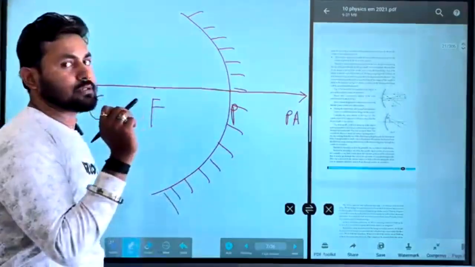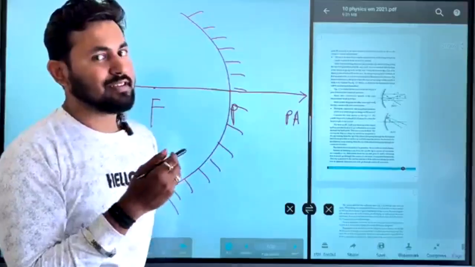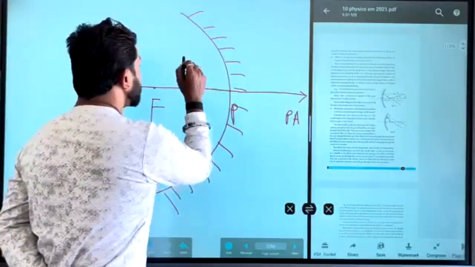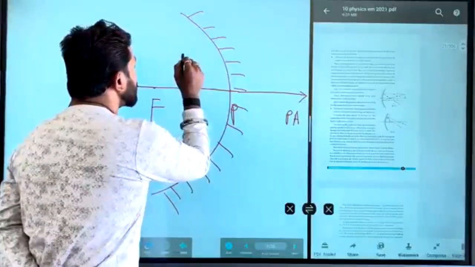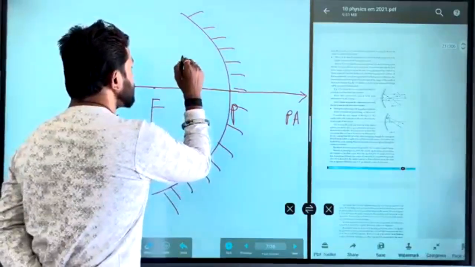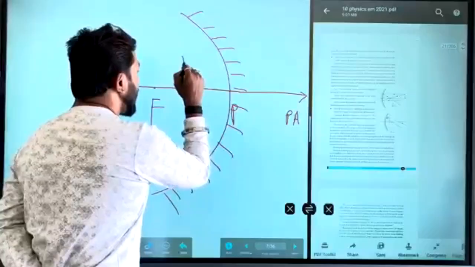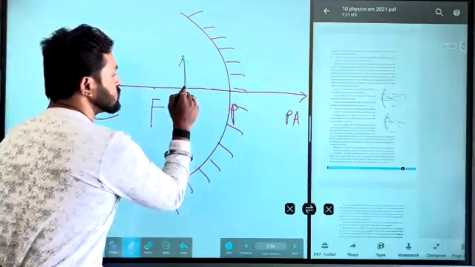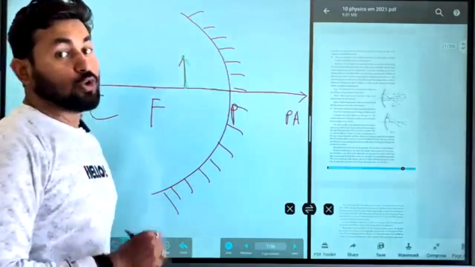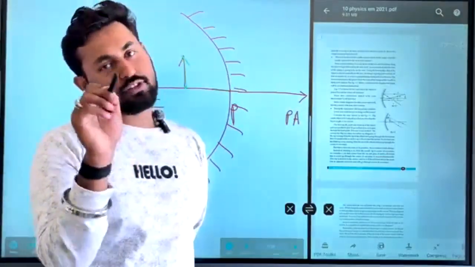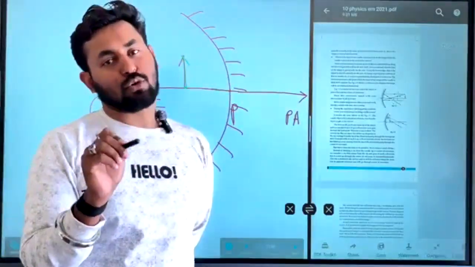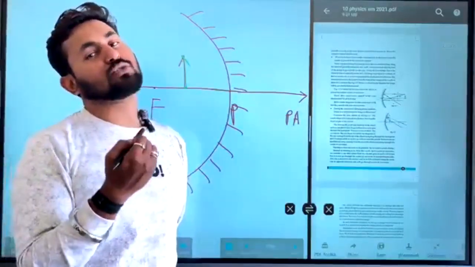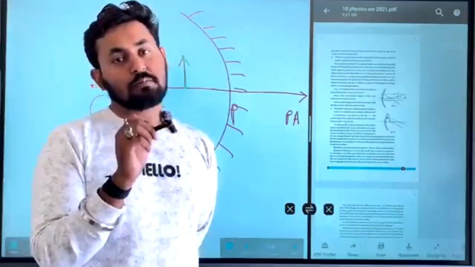Now my object, where is my object? Next case, my object is between focus and pole. Between focus and pole. Over here, just exactly over here. You can draw this with the object size that I have told you. Either you can take 2 cm or 1 cm, not below that. You can take bigger so that you can get a perfect image.